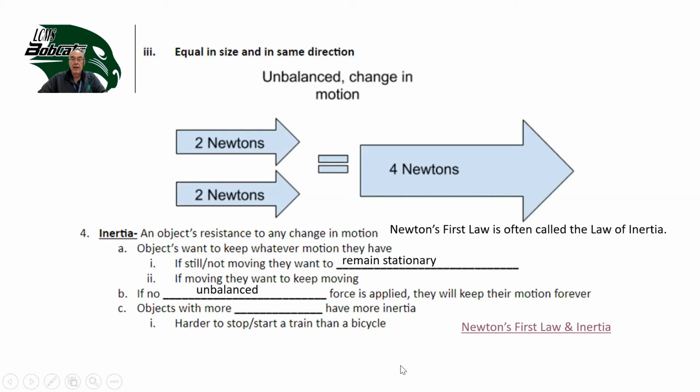Okay. If no unbalanced force is applied, they will keep their motion forever. So this is one of the things that when Newton was first talking about this, people really had a hard time imagining this because there's always unbalanced forces on Earth of friction that make things stop. But what Newton was basically saying is, well, imagine if there was nothing like friction to make something stop, it would just keep its motion forever.